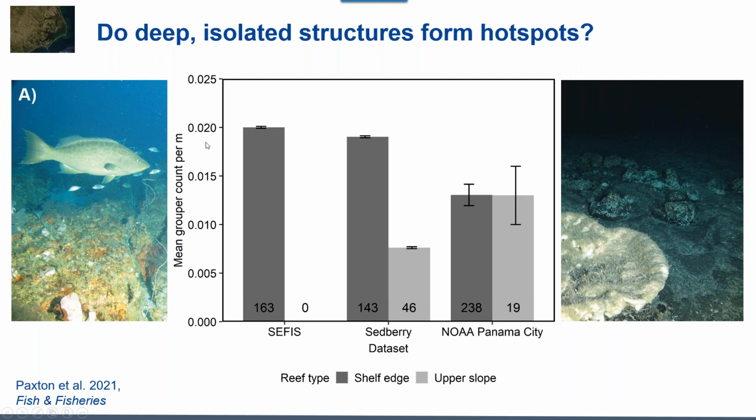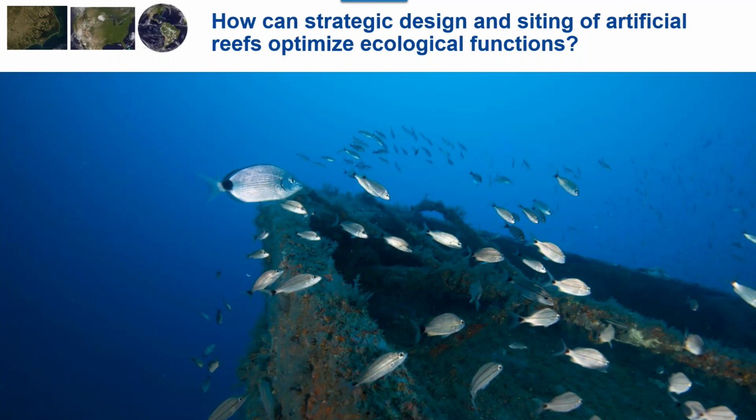And I think the pattern here hopefully is starting to jump off the page, but if we're looking at the magnitude of our grouper count per meter, we're looking at a maximum of about 0.02 compared to several orders of magnitude, in some cases greater magnitude of grouper on those isolated artificial and in one case natural structures. And so this provided our team with evidence that some of these isolated structures are likely forming hotspots for a variety of grouper species.